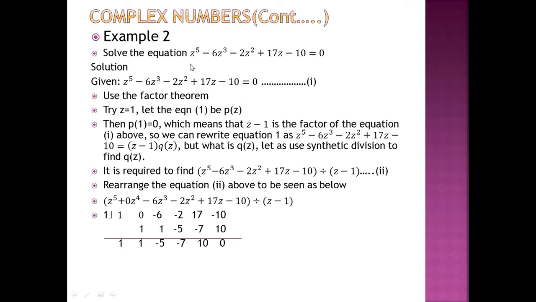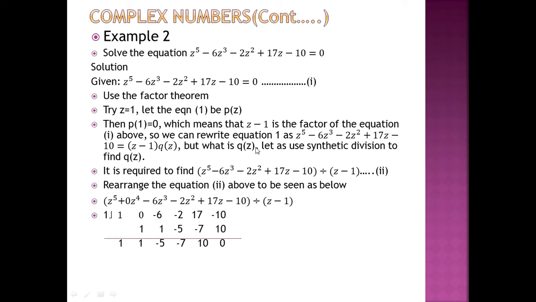number 1 into this equation, then this equation gives 0. So it shows that 1 is a factor for the given equation here. So if that is the case, z minus 1 is a factor of equation 1 above. So we can rewrite equation 1 as p(z) equal to z minus 1 and then q(z). q(z) is the remaining quotient, but we don't know what that quotient is now.